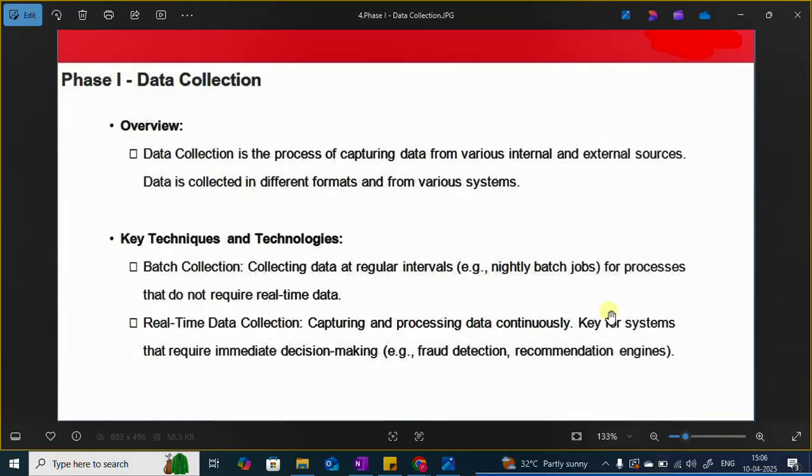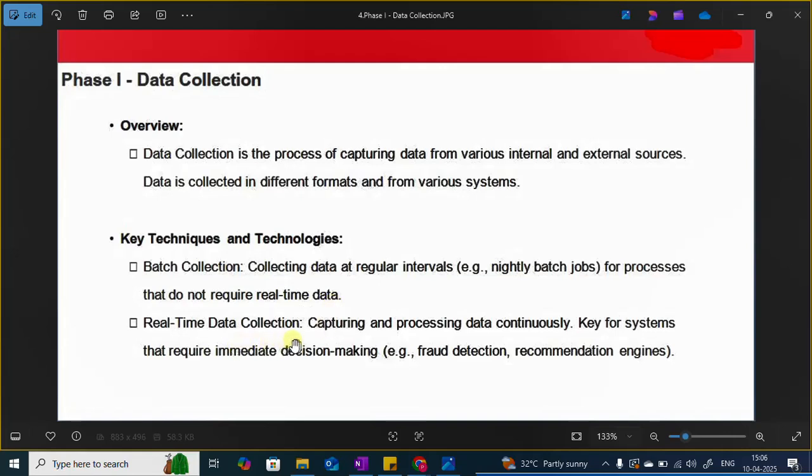Yeah. So key technique and technology. Batch collection: collecting data at regular intervals, as I told you. It may be an hourly job, quarterly job, weekly job, weekend job, weekday job, and all. Example, a nightly batch job. Every night it will run at a particular time, let's say 9 p.m. or 11 p.m. or something like that, for processing that does not require real-time data.